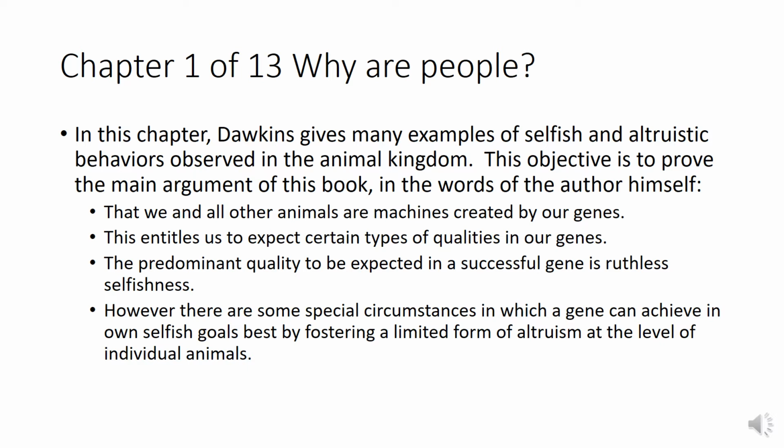This entitles us to expect certain types of qualities in our genes. The predominant quality to be expected in a successful gene is ruthlessness and selfishness. However, there are some special circumstances in which a gene can achieve its own selfish goal by best fostering a limited form of altruism at the level of individual animals.